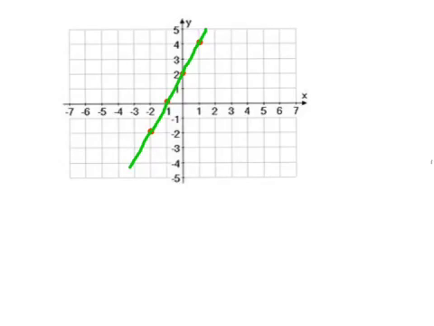So we're going to find the rule of this linear graph. Now we know it's a linear graph because it's a straight line that joins all the ordered pairs together.